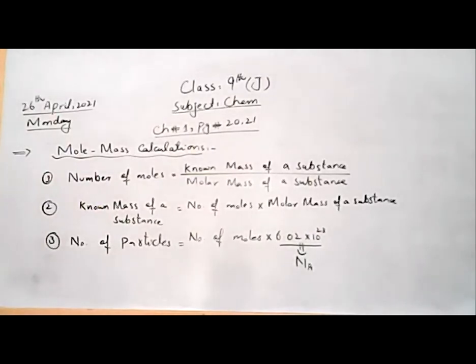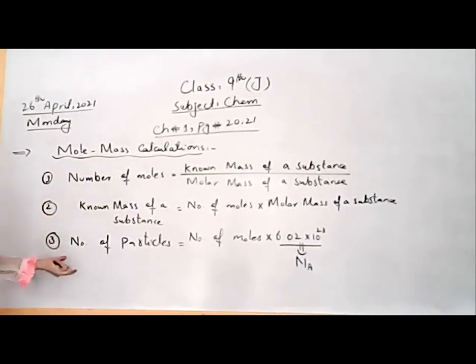Okay, there are three formulas for using the calculation. Number one: how we can find the number of moles. And the second is how we can find the given mass of a substance.